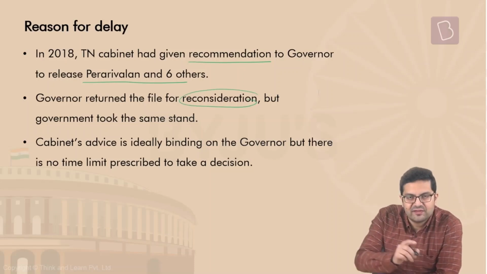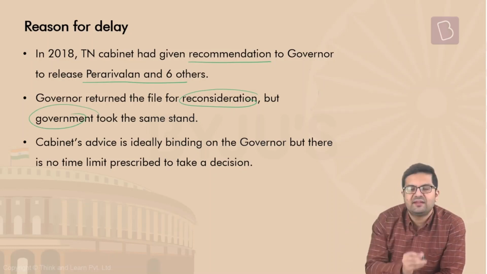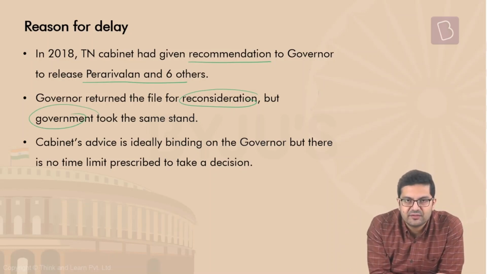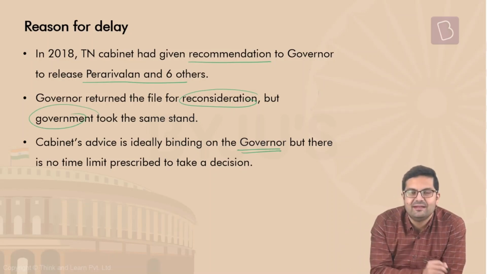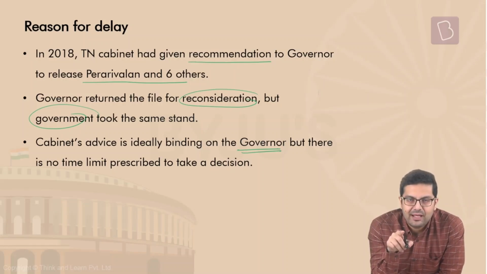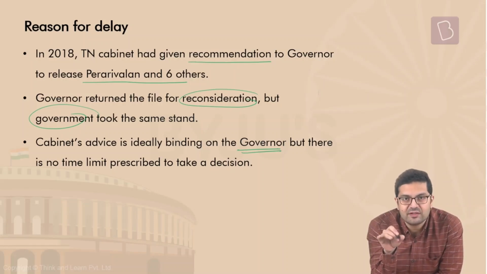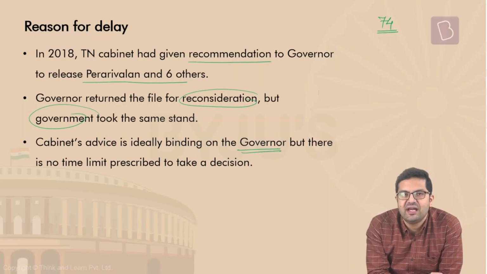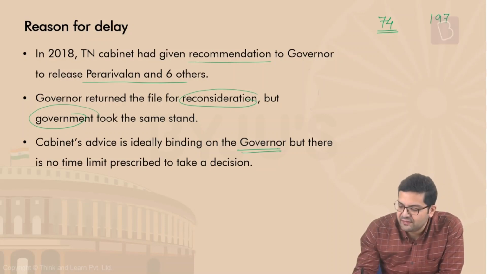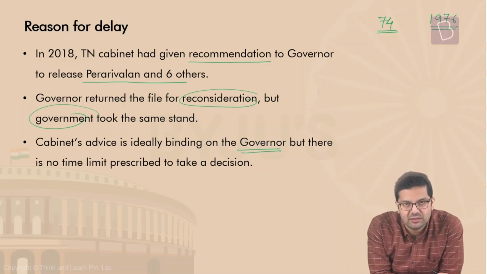Now, when the advice was sent back, the government sent it again. It advised the governor again to pardon the prisoners. Since that time, the governor has not taken any decision. Now, ideally, the advice of the cabinet at the state level is binding on the governor, but it is not mentioned in the constitution, unlike Article 74, which clearly mentions that the advice is binding. This change was made in 1976 to make the advice of the Council of Ministers binding on the President. A similar provision does not exist at the state level in the parliamentary setup.